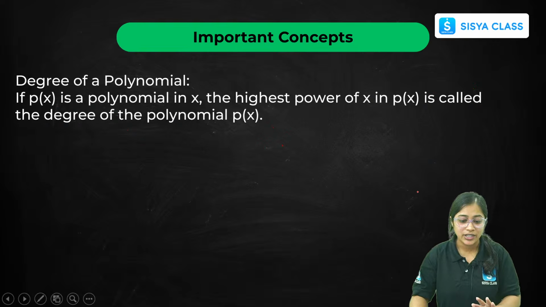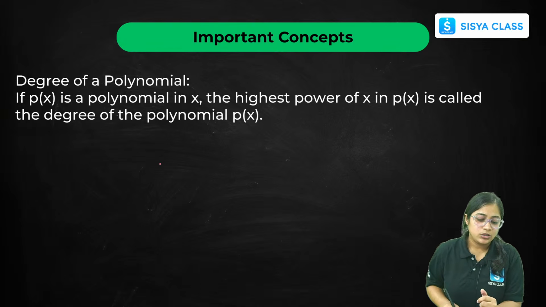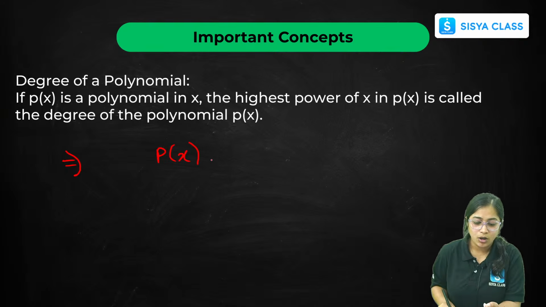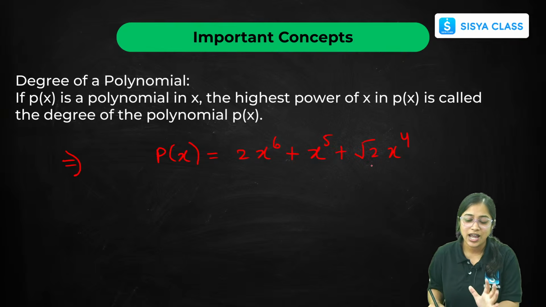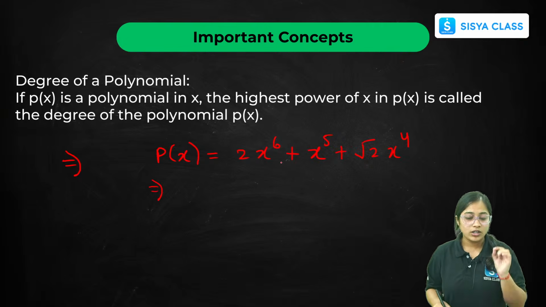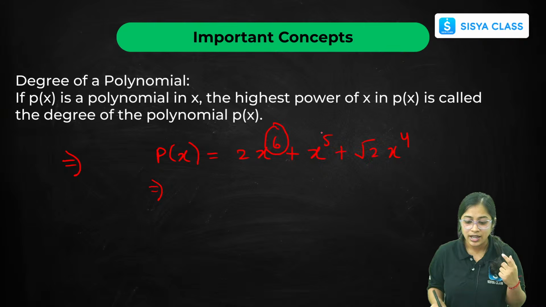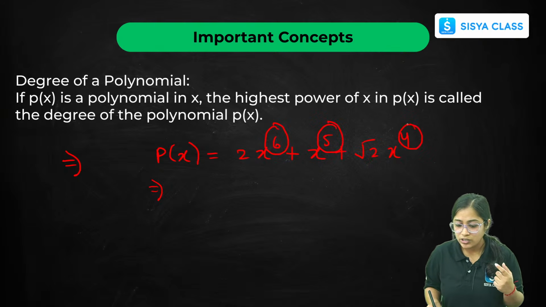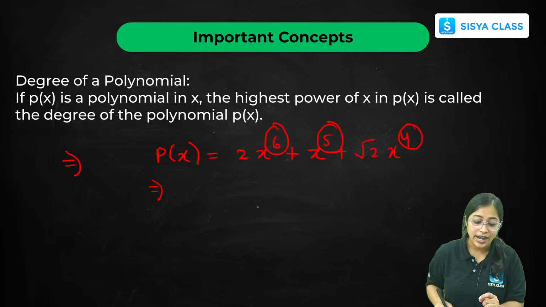Now let's see what is the degree of a polynomial, okay? So let's see one example of this. Let's suppose I have a polynomial p(x) equal to 2x raised to power 6 plus x raised to power 5 plus under root 2 x raised to power 4. Okay, let's suppose I have this polynomial. Now here, what are the powers of the variables? So here the power is 6, here the power is 5 and here the power is 4, right? So in 4, 5 and 6, what is the highest power here?